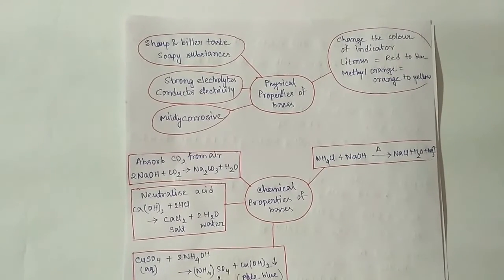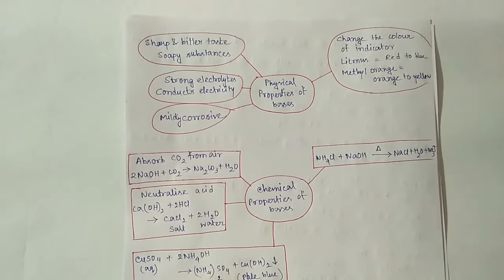Actually, they are of sharp and bitter taste. They are soapy substances, and they are strong electrolytes that conduct electricity. I have told you that they easily dissociate. Some of the alkalis like NaOH, KOH easily dissociate in aqueous solution, and as they easily dissociate, they produce ions, cations and anions, in aqueous solution, and where there are ions, there will be electricity. That is why it conducts electricity.